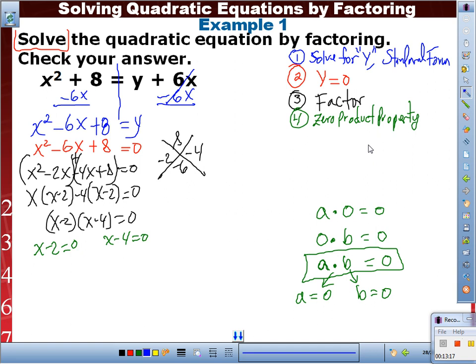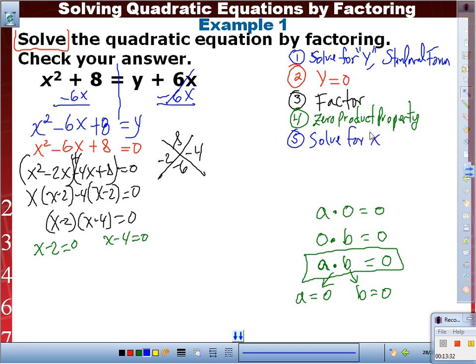What does your noodle want to do, guys? We can't combine like terms. It's an equation. What can we do here? Solve for x. Let's see. Plus 2, plus 2. X equals 2 plus 4, plus 4. X equals 4. These are my solutions.